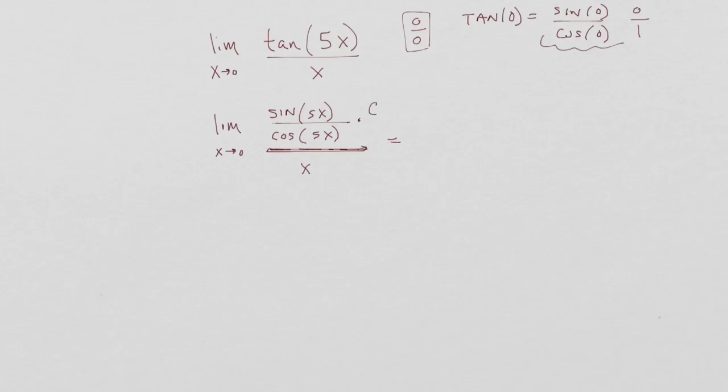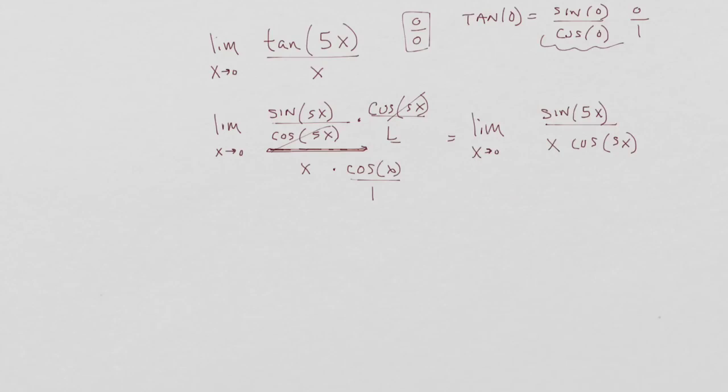We can multiply this guy by the cosine of 5x over 1. Those cosines will cancel. And then we've got to do the same thing on the denominator, cosine of x over 1. Oh, and look at that. Back here I forgot to put a 5. Hopefully you caught that. So here we are with the limit as x approaching 0 of sine of 5x over x times cosine of 5x.